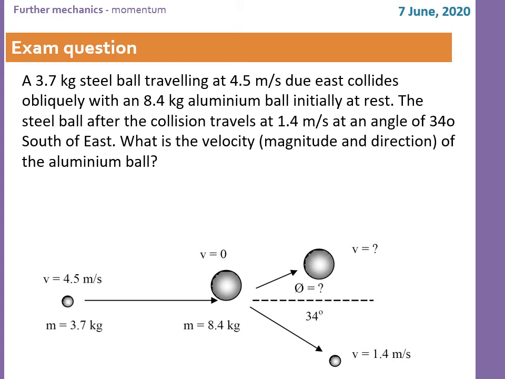Here is another example. A 3.7 kg steel ball traveling at 4.5 meters per second due east collides obliquely with an 8.4 kg aluminium ball initially at rest. So you can see here again, initially before collision, there is no vertical component of the movement. So you can take it easily step by step, and the big ball has no initial velocity. The masses are not the same as well. Following the same steps, you will be able to calculate the velocity of the aluminium ball. So pause this video and do your calculation first.